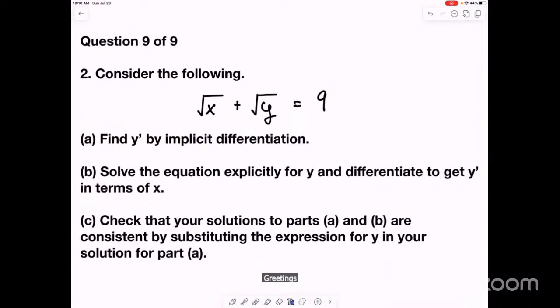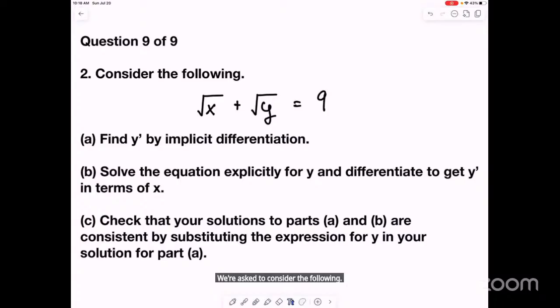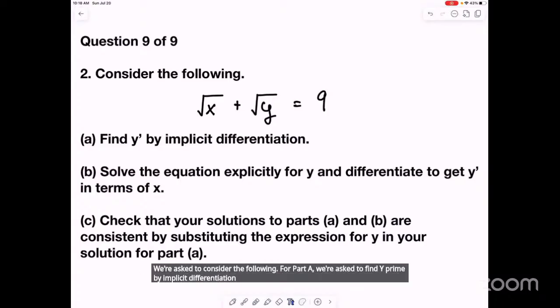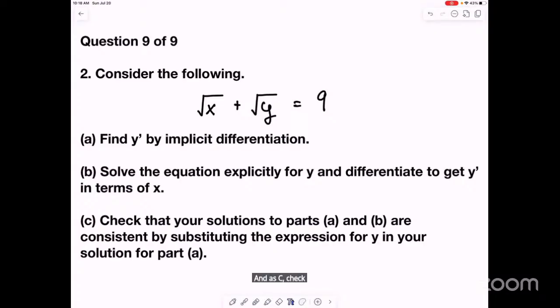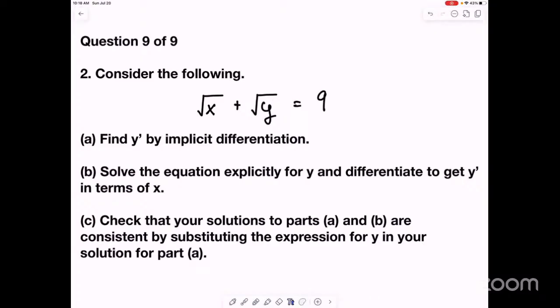Greetings, YouTube. Beautiful mind here. And we have question 9 of a series of 9 from calculus. We're asked to consider the following. For part A, we're asked to find y prime by implicit differentiation. B, solve the equation explicitly for y and then differentiate to get y prime in terms of x. And then C, check that your solutions to part A and B are consistent by substituting the expression for y in your solution for part A.